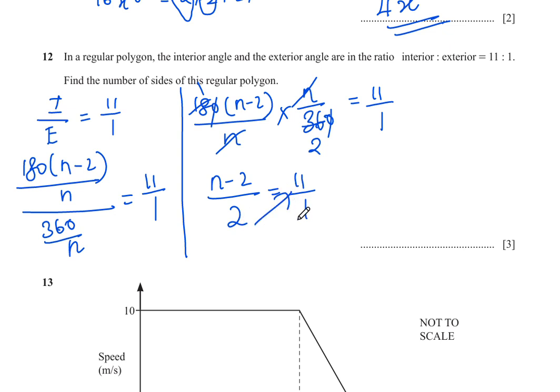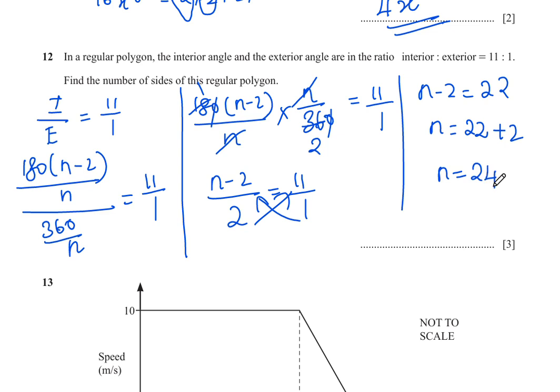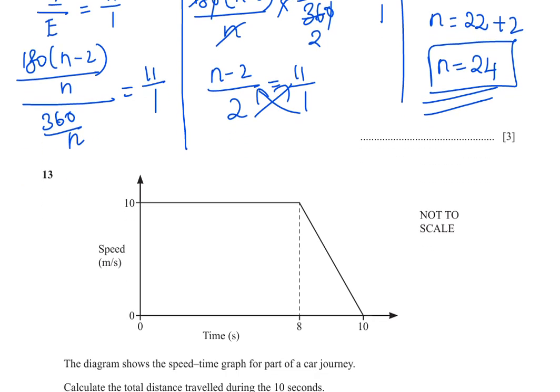Now cross multiply. 1 into n minus 2 is n minus 2 only. So n minus 2 is equal to 2 into 11, which is 22. Bring this minus 2 to the opposite side, it is plus 2. So n is equal to 24. So a 24-sided polygon will be the answer for this question. I hope you can understand this. Okay, we can move on to the next question.